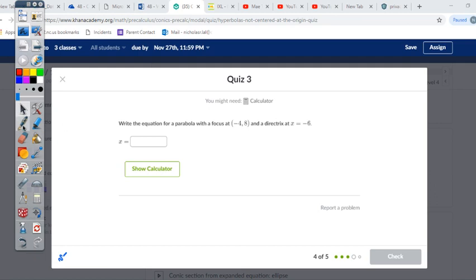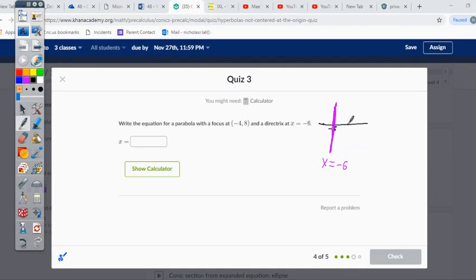Write the equation for a parabola with a focus at negative 4, 8 and a directrix at x equals negative 6. So on the xy axis, we have a directrix right here at x equals negative 6. We have a focus at negative 4, 8.